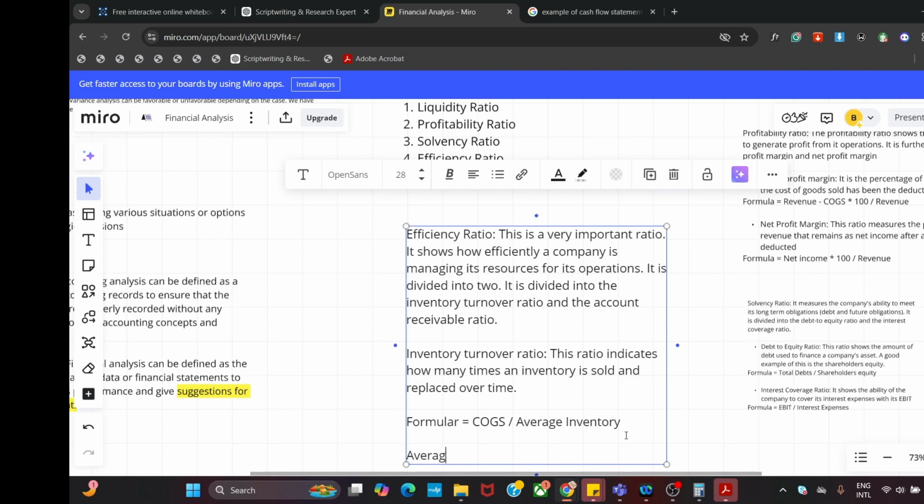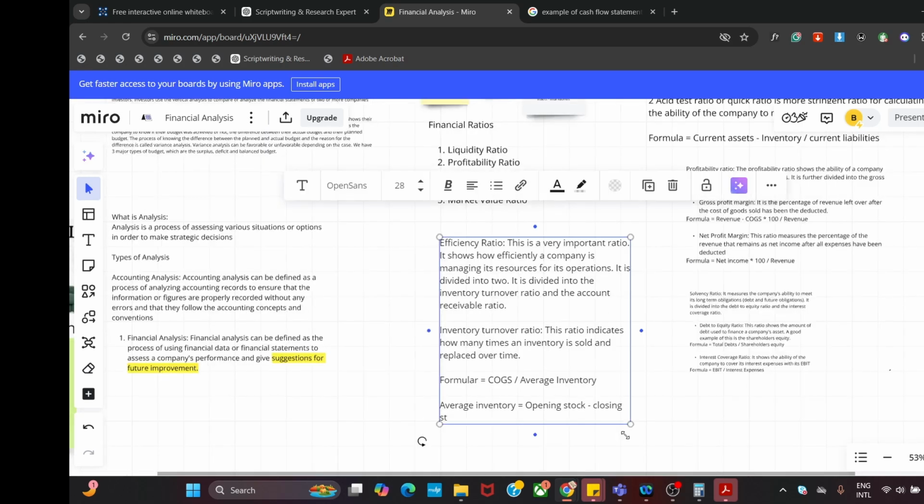So average inventory is opening stock plus closing stock, divided by 2. Okay, so that is how you can get your average inventory.